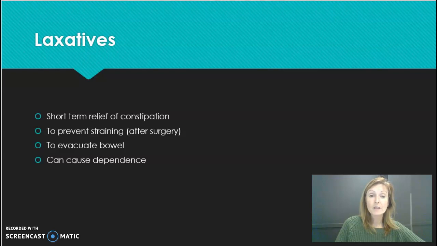When we talk about laxatives, we're talking about the short-term relief of constipation to prevent straining, even after surgery or after having a baby. We don't want the patient straining to have a bowel movement, so we may administer a laxative. Whatever it is, it's going to evacuate that bowel. You should know that certain laxatives can cause dependence, so we want to educate our patients that if they use laxatives too much, it can create a dependence.